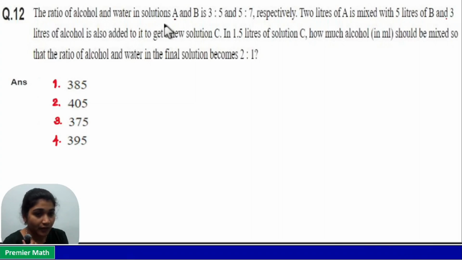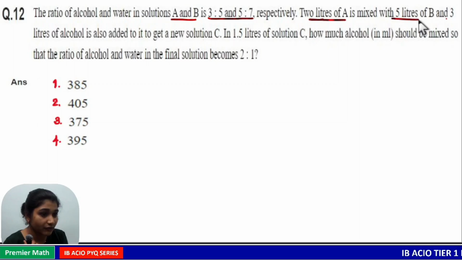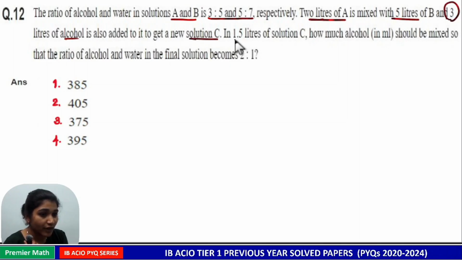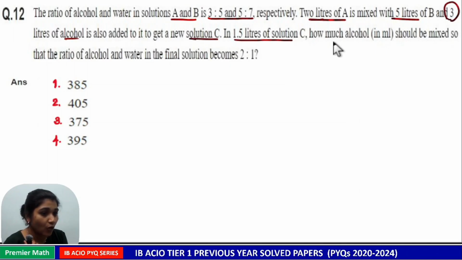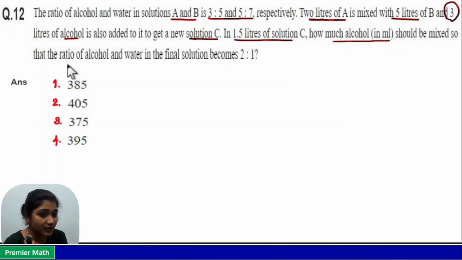The ratio of alcohol and water in solutions A and B is 3 is to 5 and 5 is to 7. 2 liters of A is mixed with 5 liters of B and 3 liters of alcohol is added to it to get a new solution C. In 1.5 liters of solution C, how much alcohol should be mixed so that the ratio of alcohol and water in the final solution becomes 2 is to 1?